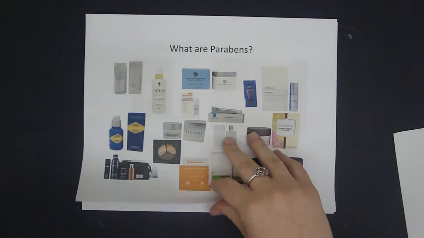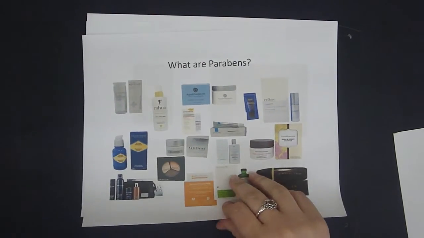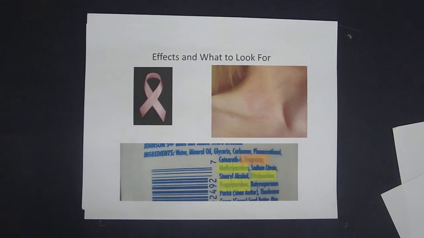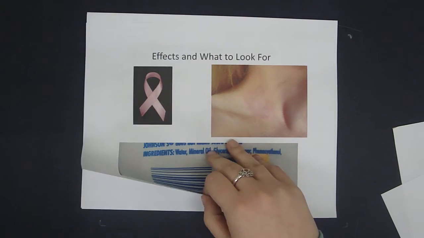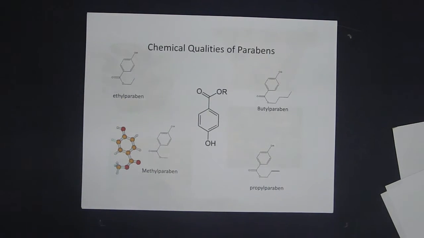They are linked to endocrine disruption, reproductive toxicity, neurotoxicity, and skin irritation. They have also been linked to breast cancer. There are many types of parabens, including methylparaben, ethylparaben, propylparaben, and butylparaben.